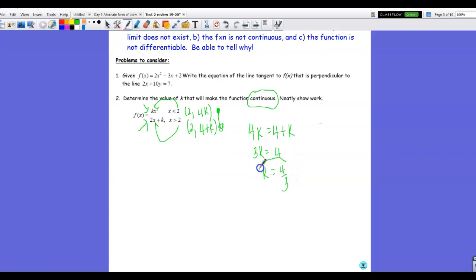So if k is equal to 4/3, I'll rewrite this equation, since we have the time in a video. This would be 4/3 x squared and 2x plus 4/3. This piecewise function is guaranteed to be continuous. If k is a different value, then the function will not be continuous. Problem number 2.